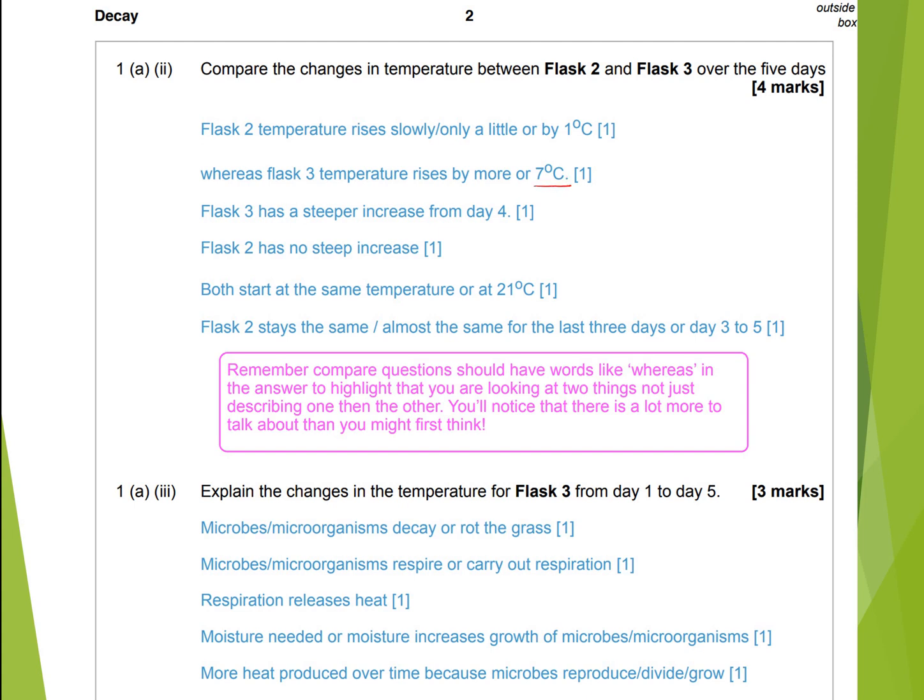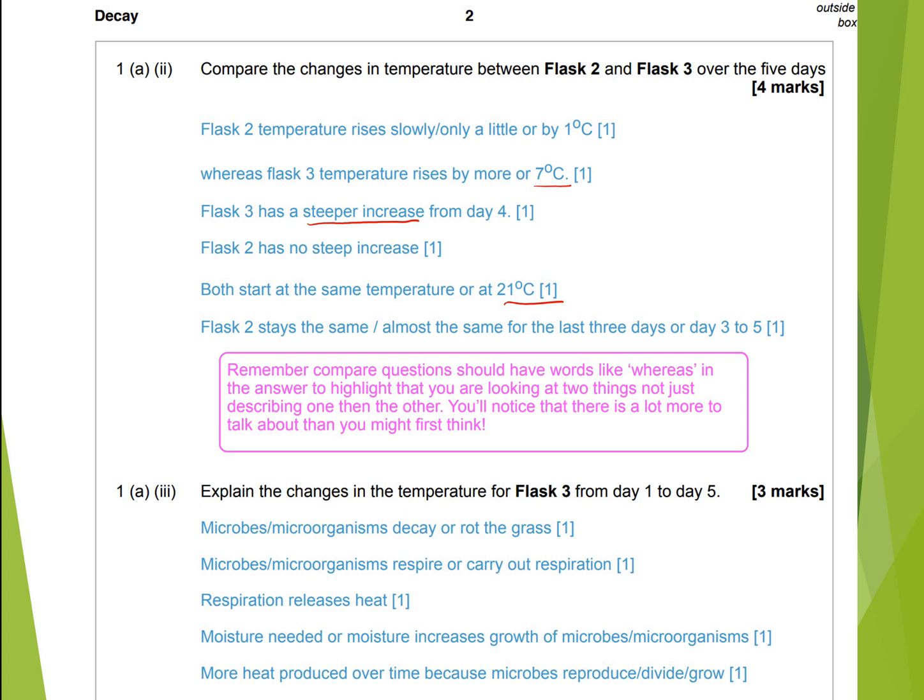So if you can use figures from the data, that always helps. Flask 3 has a steeper increase. So it's looking at the shape of that graph, the angle of that graph. Whereas flask 2 has no steep increase. Both start at the same temperature or at 21 degrees Celsius. But flask 2 stays the same, almost the same for the last 3 days or from day 3 to 5. So it's really analysing that data in detail.